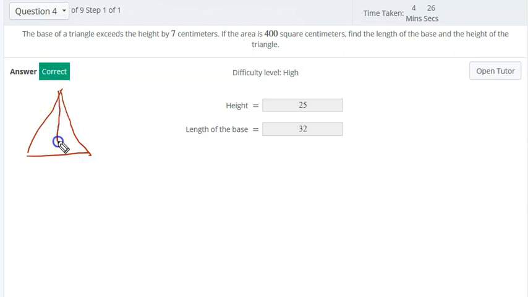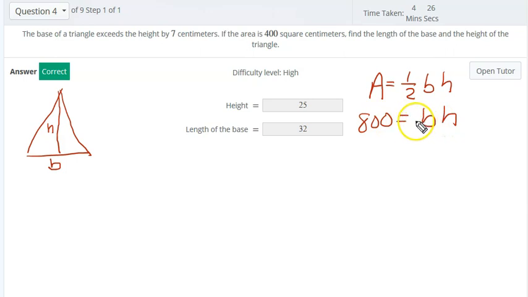And you're going to need a height. This is the height. This is the base. And the formula for area of a triangle is area equals 1/2 the base times the height. So to get rid of this fraction, you would just multiply both sides by 2. So in a sense, this 400 becomes 800 equals BH. So there's the formula you would use, and let's see what you can come up with.